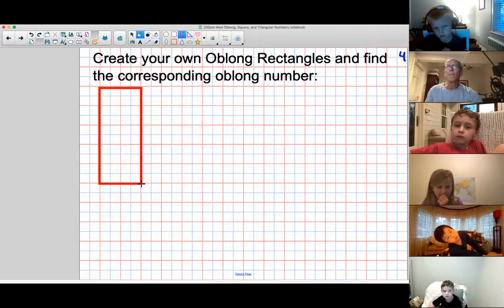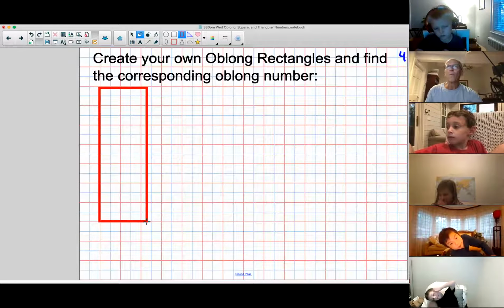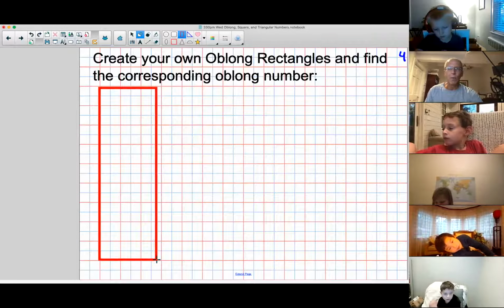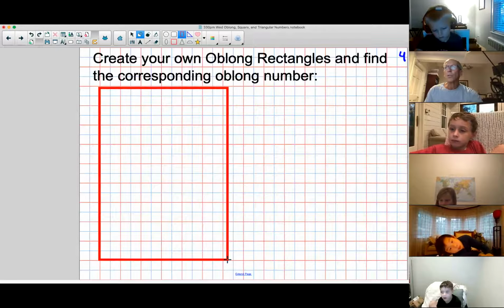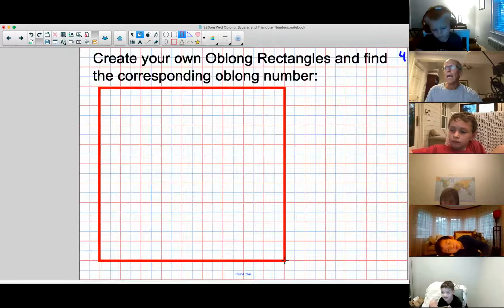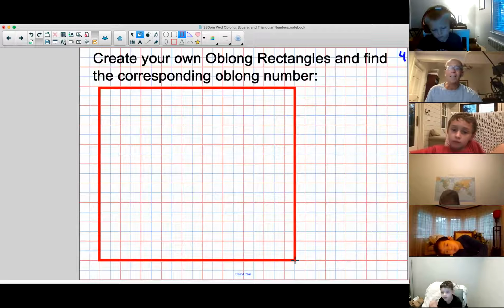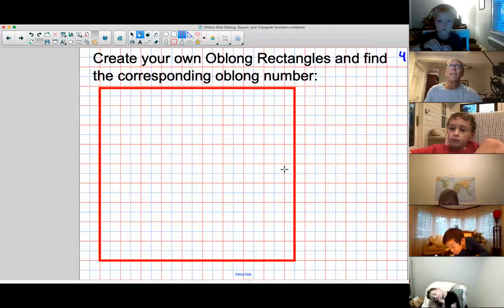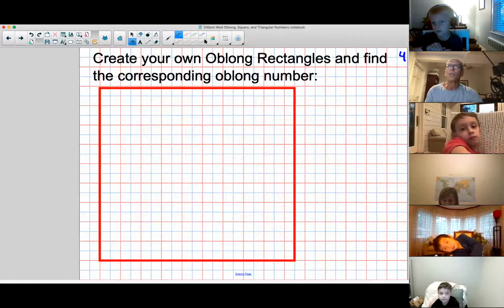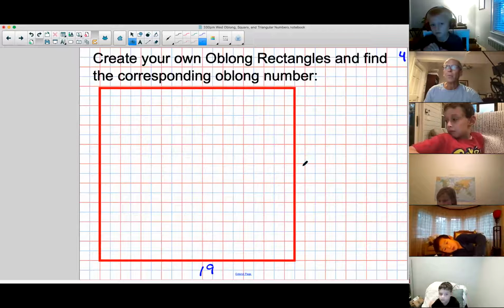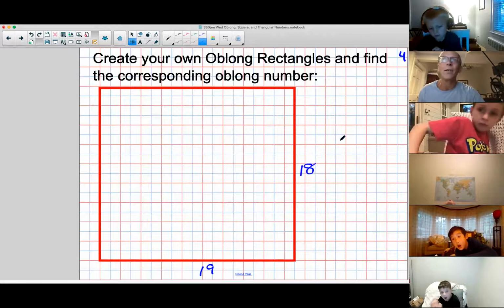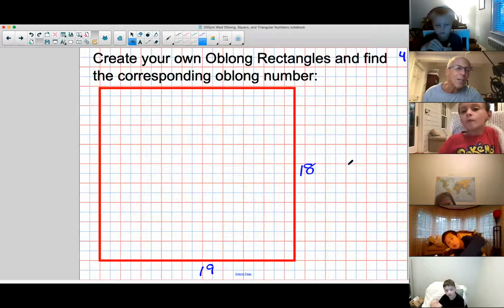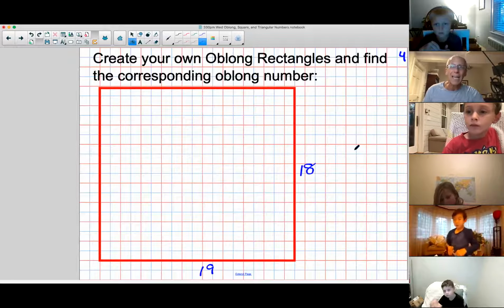30, 40, let's see, 10, 12, 14, 16, 18. Now watch this. I'm gonna go 12, 18, and 19. Now guys, this is a crazy one. This one here is one of the largest ones you can do on this piece of paper, which is a 19 by 18. And that would be a lot of fun to do. And maybe if we have time, we'll come back and do that together as a team.